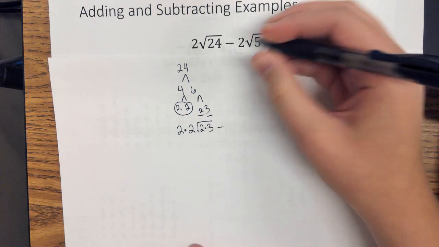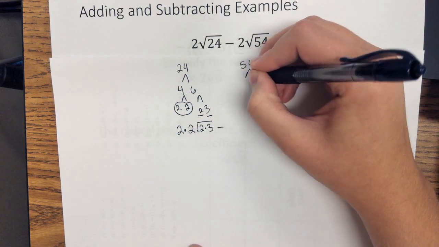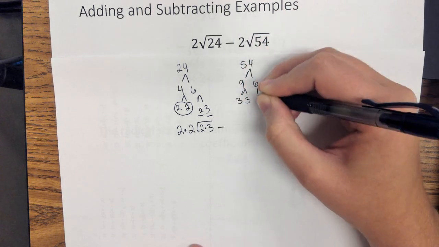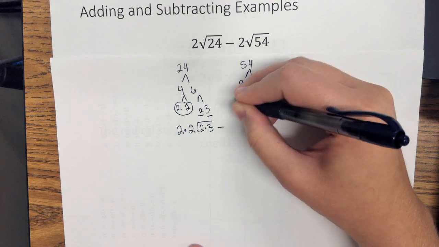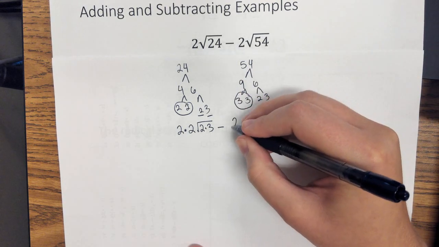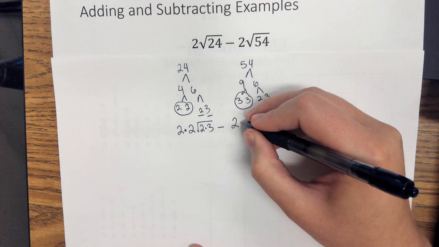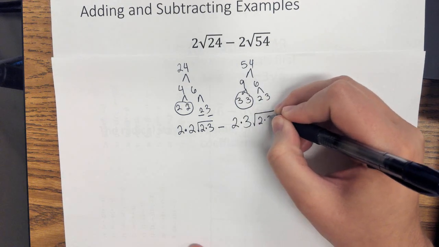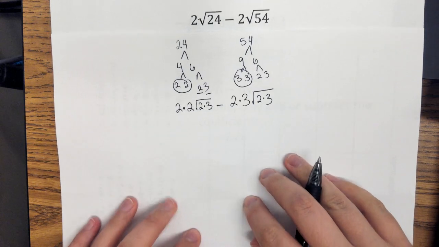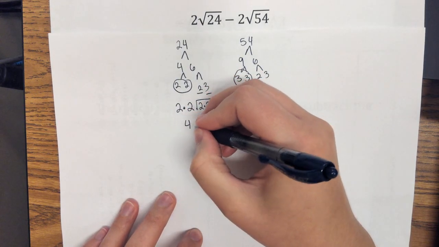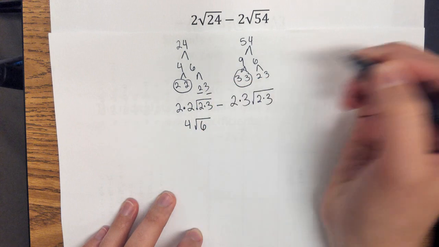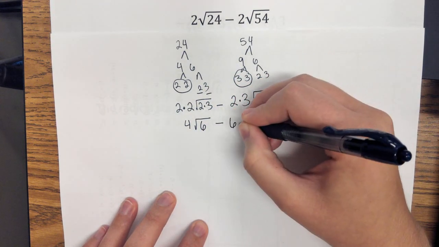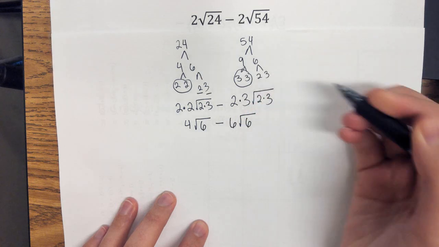For 54, 54 is 9 times 6, which is 3 and 3, and 2 and 3. So we're going to have a pair of 3's. We have the 2 that was outside before. We have the 3 we pulled out from our pair, and underneath the radical we have a 2 times 3. Now if we simplify all that, 2 times 2 is 4, 2 times 3 is a 6 underneath the square root, 2 times 3 is 6, and we have a 6 underneath the square root here.